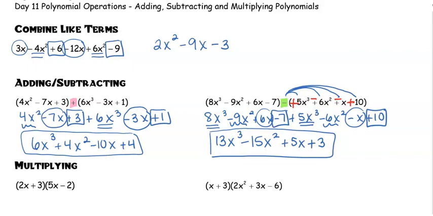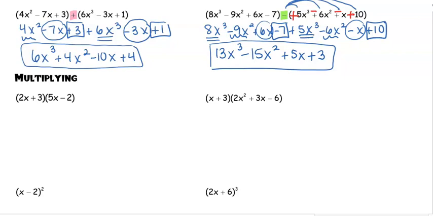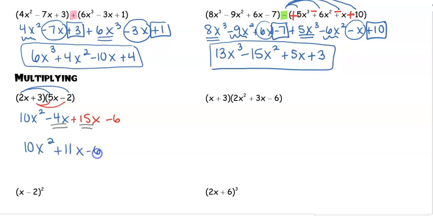All right, now we are going to be moving on to our multiplication. We know that we have multiplication because our parentheses are touching each other. We're just using that distributive property. So 2x times 5x, 10x squared, minus 4x. Then we work on distributing that 3, so it's 15x, negative 6. We've got those like terms in the middle, leaving us with 10x squared plus 11x minus 6.